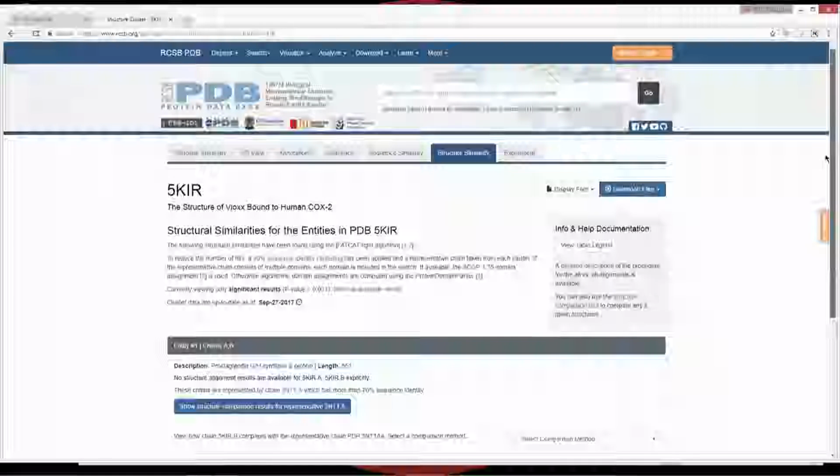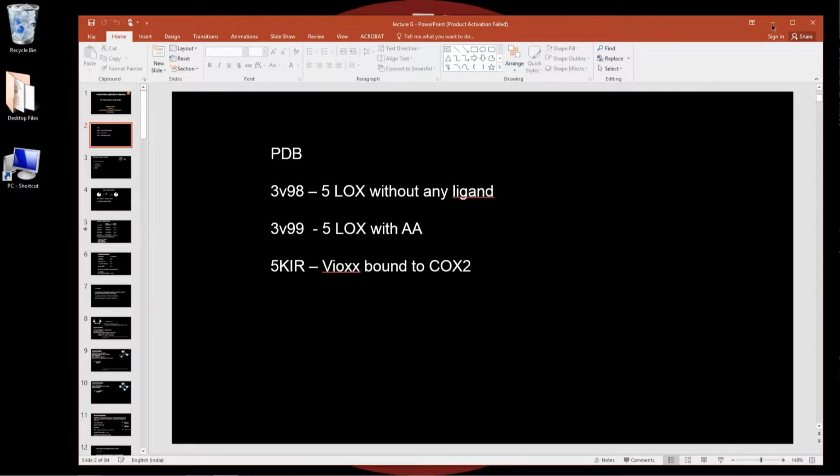So, this database gives you structures. When we try to perform docking later on, we may have to download one of the proteins of interest, and then we can perform the docking. We will look at docking at a later point of time. So, let us go back to our presentation.